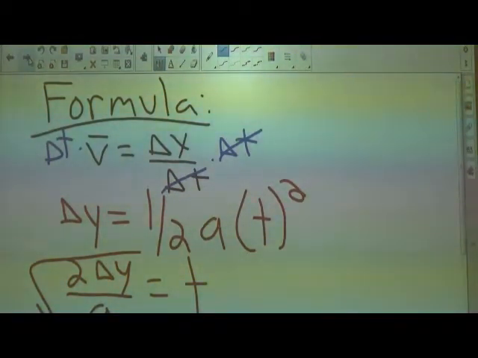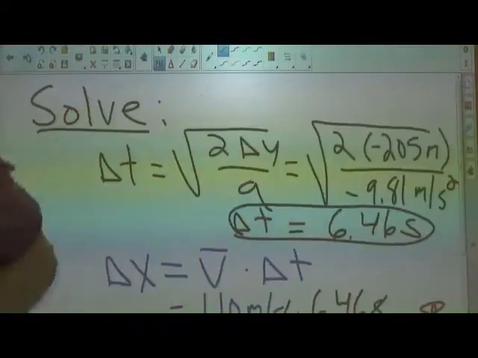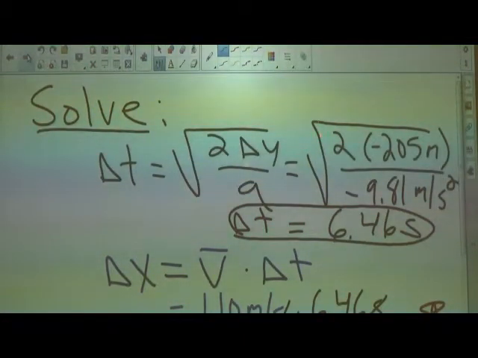So rearrange it, isolate the t, so once again it's the square root of 2 times displacement over acceleration. Plug in the information that was given. So it's 2 times the negative 205 meters divided by negative 9.81 meters per second squared. You take the square root of that, which gives you a time of 6.46 seconds.